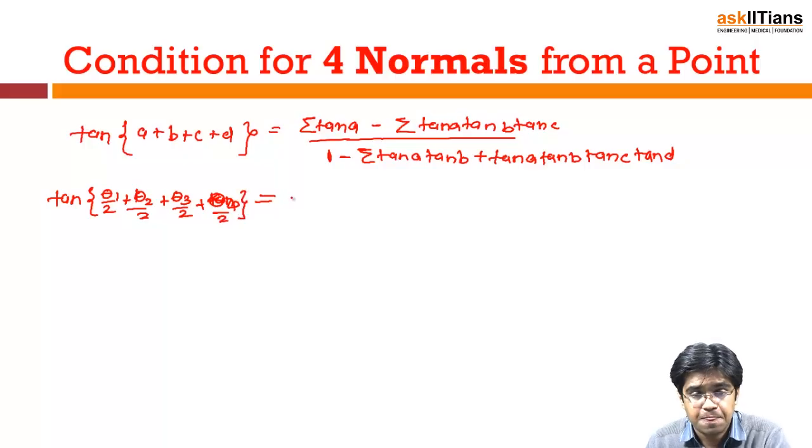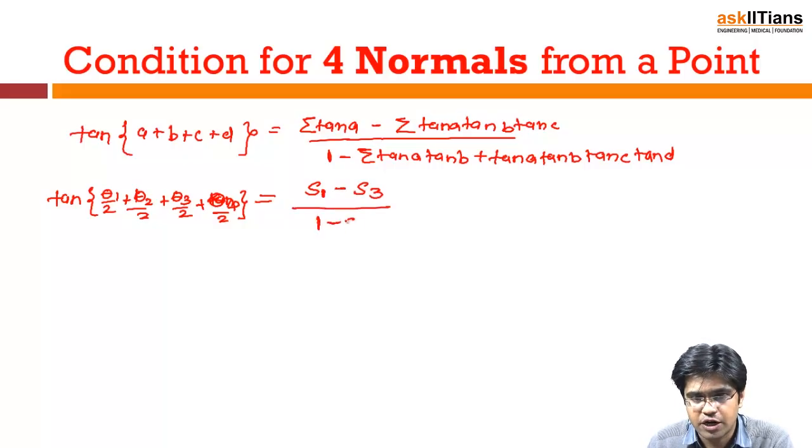These are the roots of the equation: tan theta 1 by 2, tan theta 2 by 2, tan theta 3 by 2 and tan theta 4 by 2. If these are the roots, then the values will be in terms of roots. Summation tan theta 1 by 2, that means sum of roots taken one at a time, let's write it as S1. Sum of roots taken 3 at a time, S3, divided by 1 minus sum of roots taken 2 at a time, S2, and then multiplication of all of them, S4. So S1 minus S3 divided by 1 minus S2 plus S4.